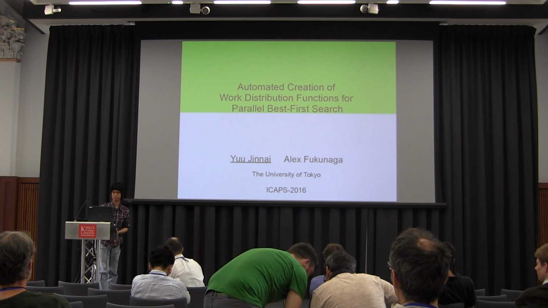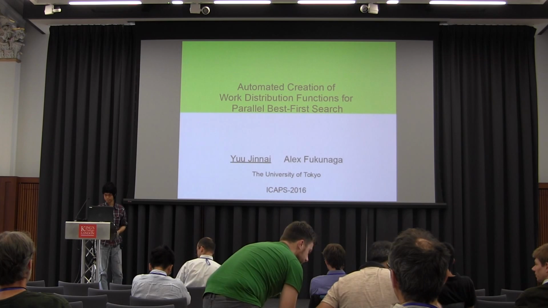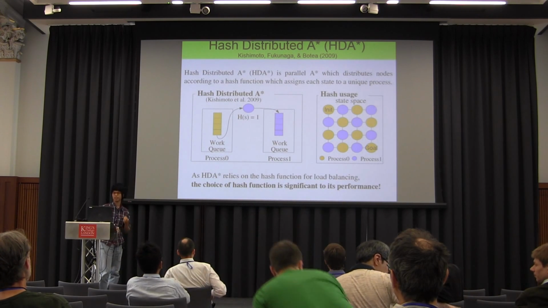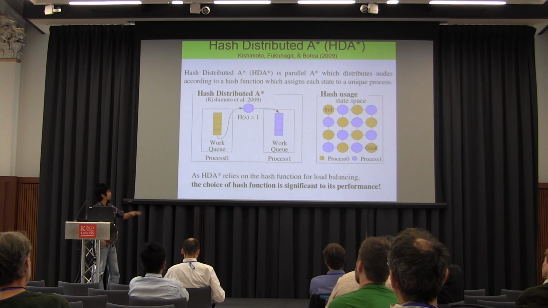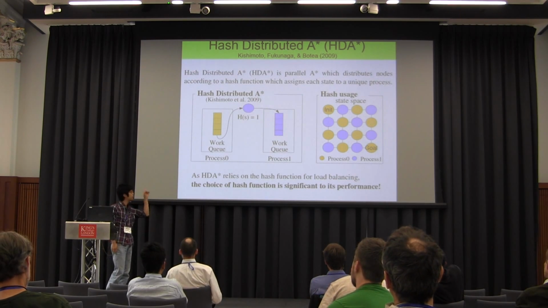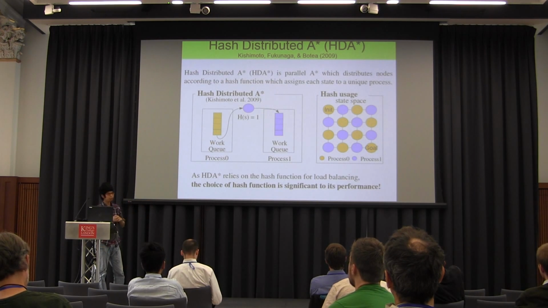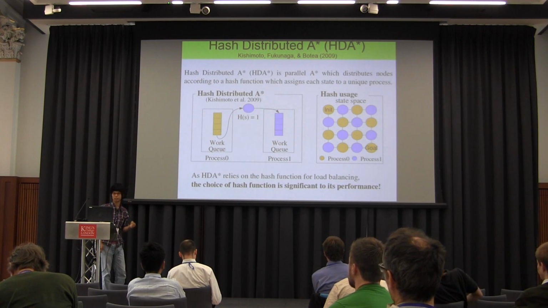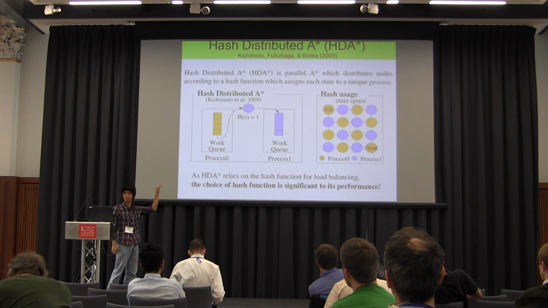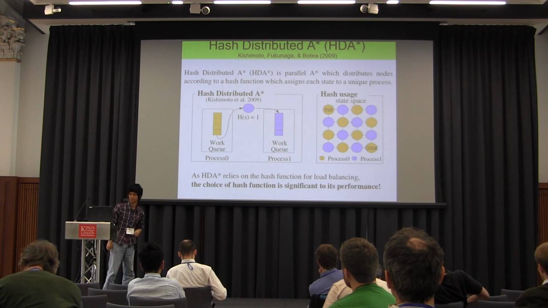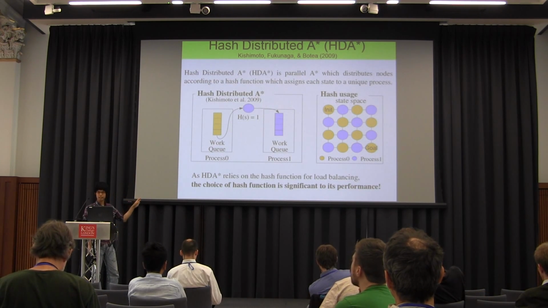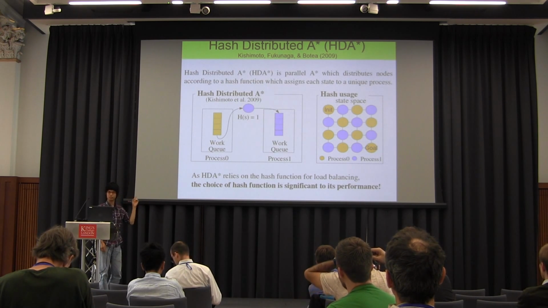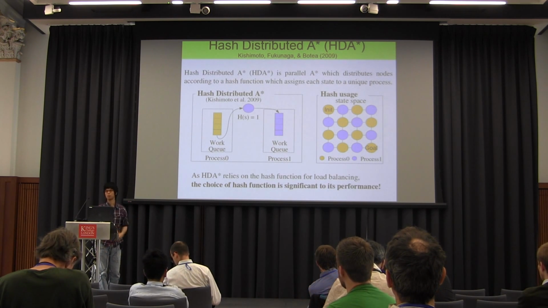This is Liu Junai, and I'm going to talk about parallel A-star search. Hash distributed A-star, or HDA*, is parallel A-star, which distributes nodes according to a hash function that assigns each state to a unique process. Each process runs basically the same as A-star, except that it sends a generated node according to the hash function. As HDA* relies on the hash function for load balancing, the choice of hash function is significant to its performance.